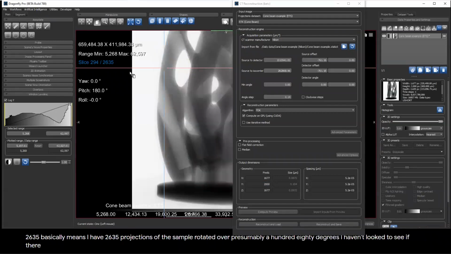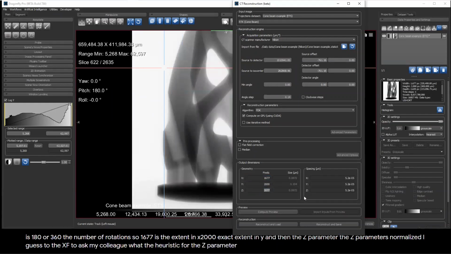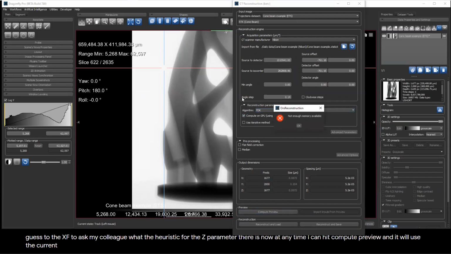I haven't looked to see if there's 180 or 360, but this is the final parameter here: the number of rotations. So 1677 is the extent in X, 2000 is the extent in Y, and the Z parameter is normalized, I guess, to the X. I have to ask my colleague what the heuristic for the Z parameter is. Now, at any time I can hit compute preview and it will use the current parameters to compute a preview.